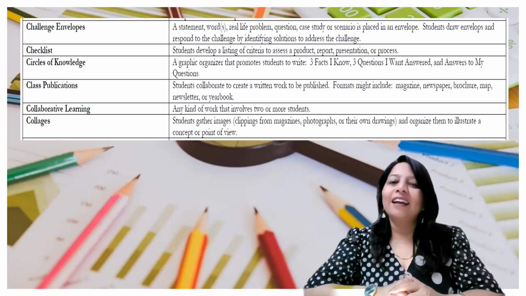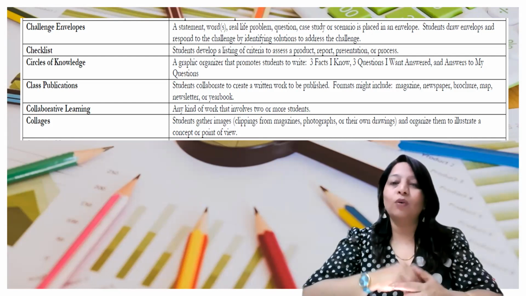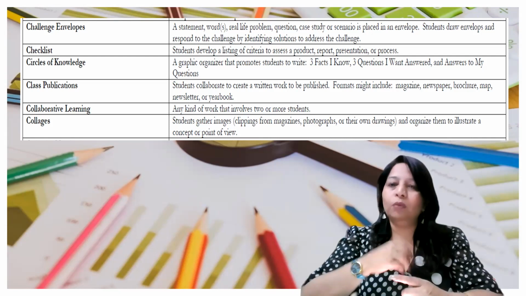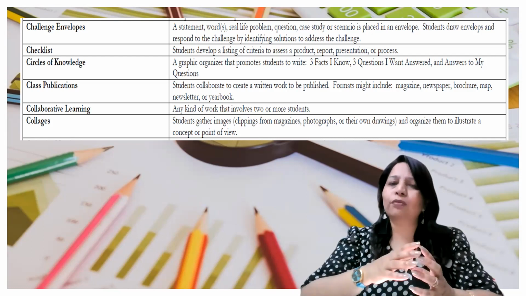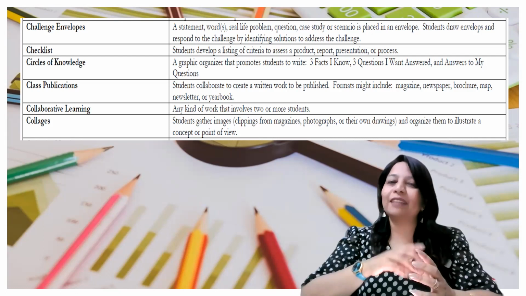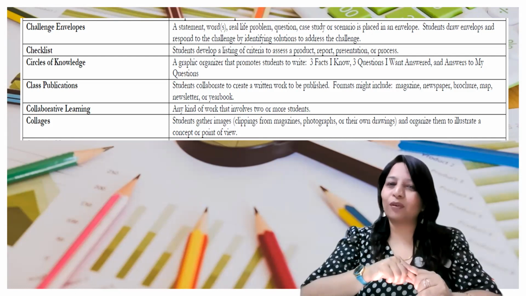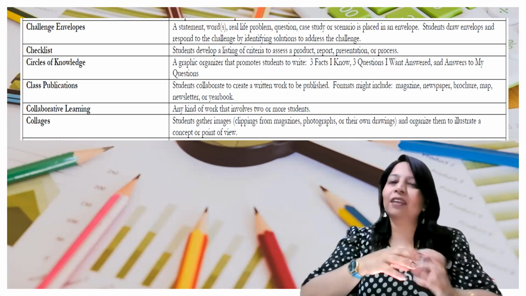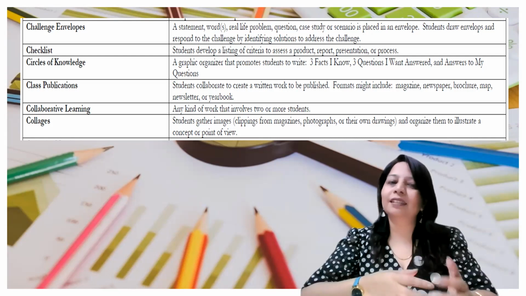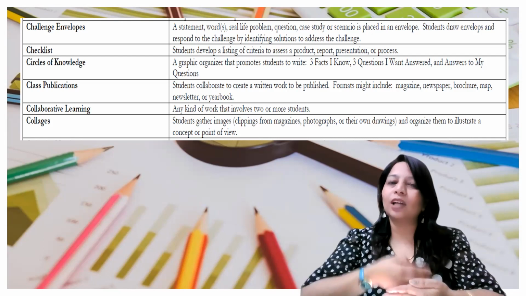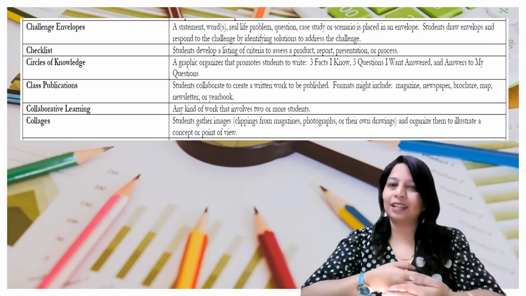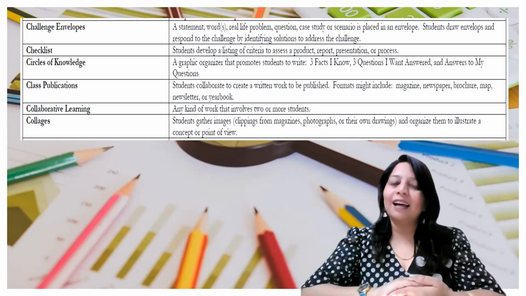Circles of knowledge, a graphic organizer that prompts students to write facts, whatever they know, like 3 facts I know, 3 questions I want answered and answers to my questions, right? This kind of graphic organizer I have already discussed in my videos where I share different kinds of graphic organizers with you. So this is how you can give any sort of graphic organizer to your student. This is a kind of circle of knowledge, like the facts the child knows and the questions the child wants to be answered by the facilitator, right? Our next is class publication.